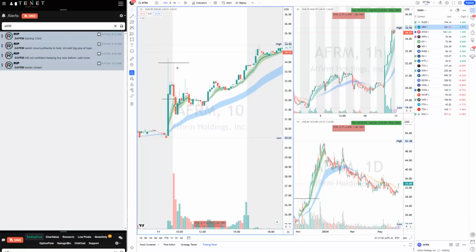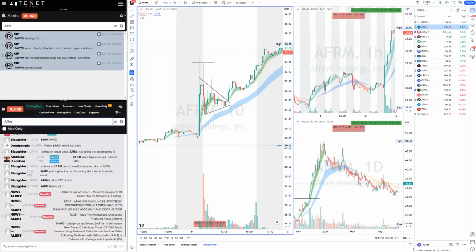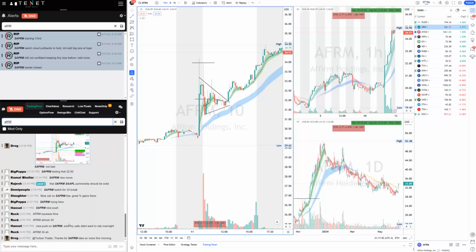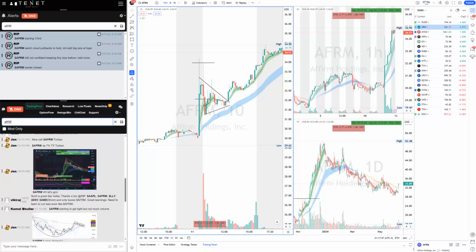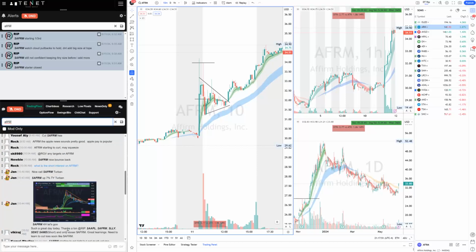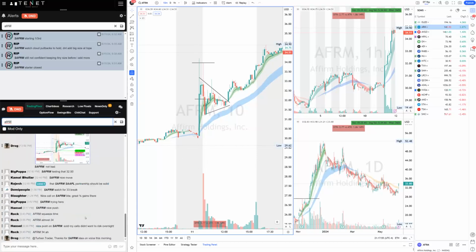So this was a nice setup, a midday repeatable 34.50 flag setup. You see how it worked out later in the day, and a lot of traders in the community did trade AFRM later in the day. Demi Pool was on it, Big Papa, Jan was all over that. A lot of other traders were trading AFRM later in the day.